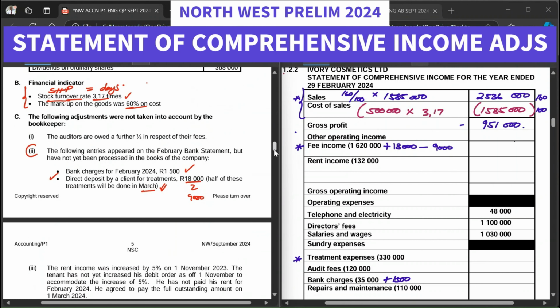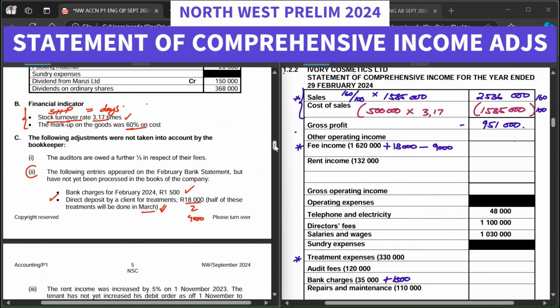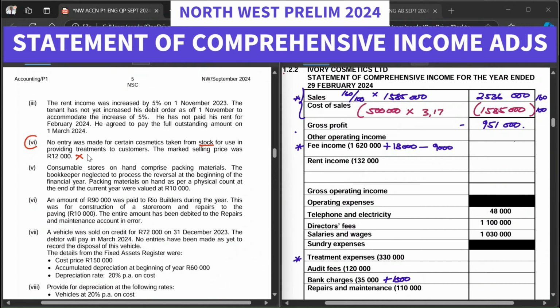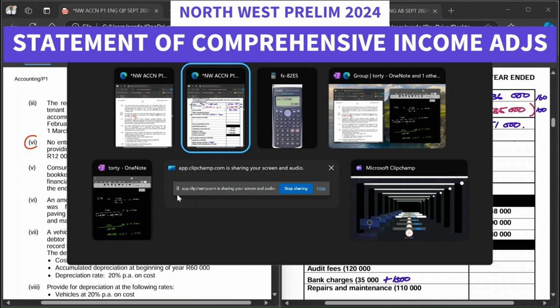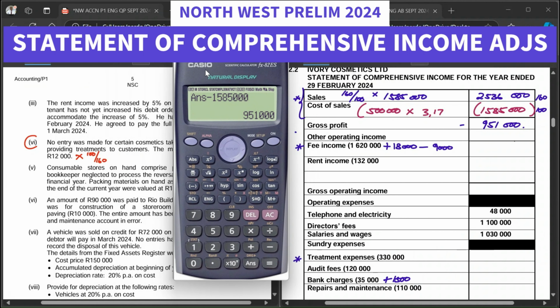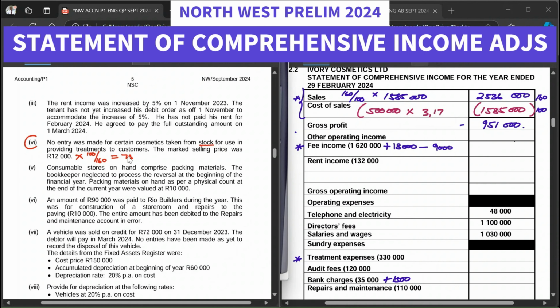That simply means we're going to multiply by 100. Remember, we mark up our goods at 60%. So that means I'm going to multiply by 100 over 160, like that. Okay, let's see how much that is going to give us. So in other words, what we want is 100 and what we have is 160. Multiply that by the 12,000 and that's going to give us 7.5. Okay, so 7.5 is the cost of the stock that was taken, which was used for treatment.